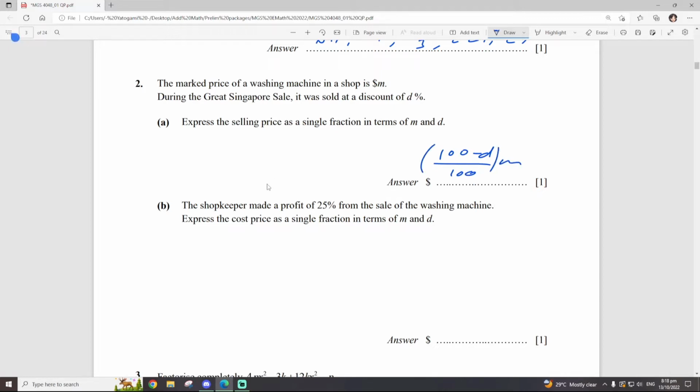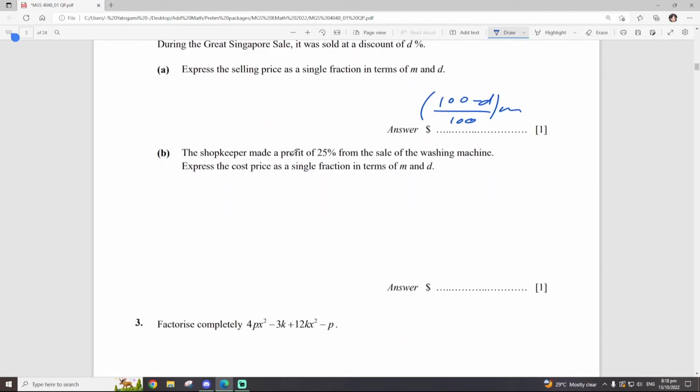Okay. The shopkeeper makes a profit of 25% from the sale. This is assuming this selling price that we just found in part A. Express the cost price as a single fraction. So make a profit of 25% means that your total revenue, not accounting for the cost, is 125%. Sorry, no. How should I explain this? It's 125% of your cost price. So you divide by 125%.